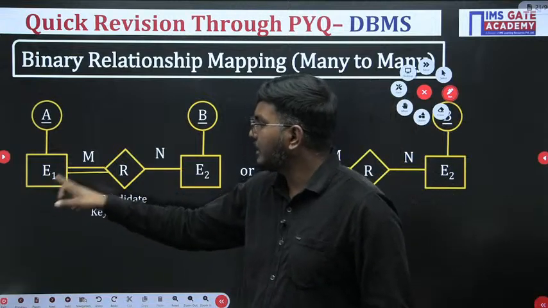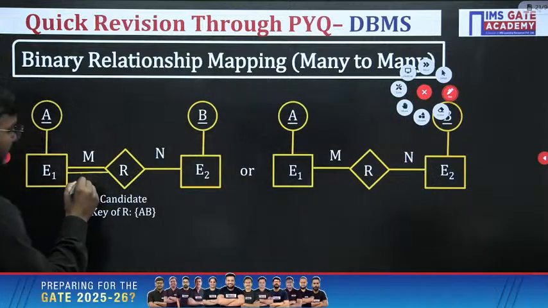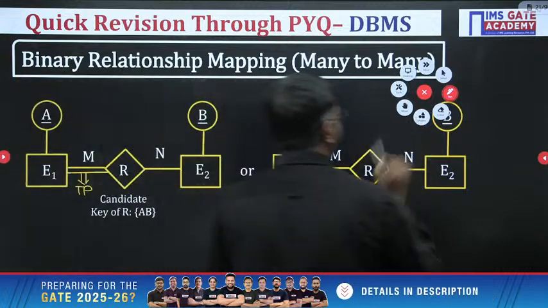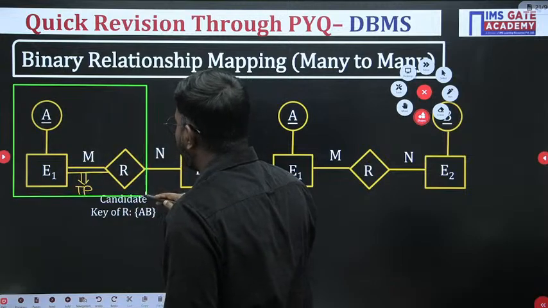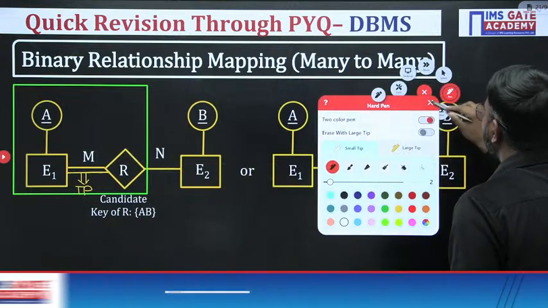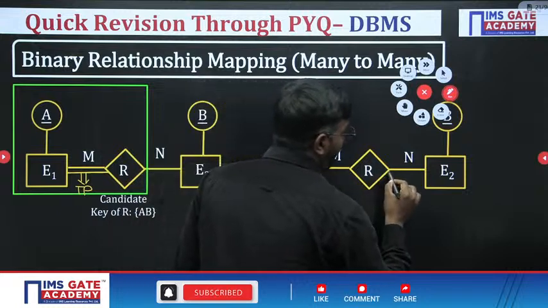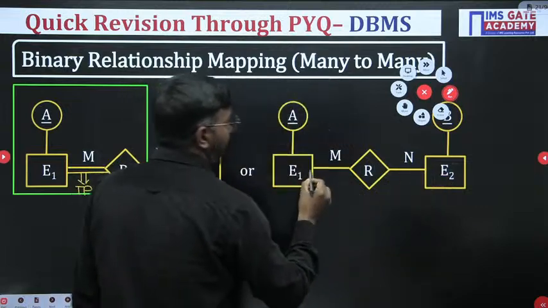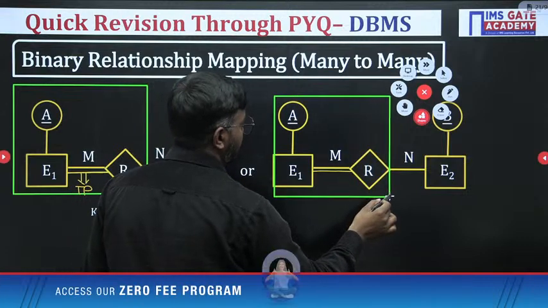Why? Because on the E1 side we have the total participation. Understood? Fine. So in this case, R gets merged towards the E1 side and E2 will form a separate table. Similarly, if we have total participation here, then we can say this R is getting merged towards the many side. Fine.